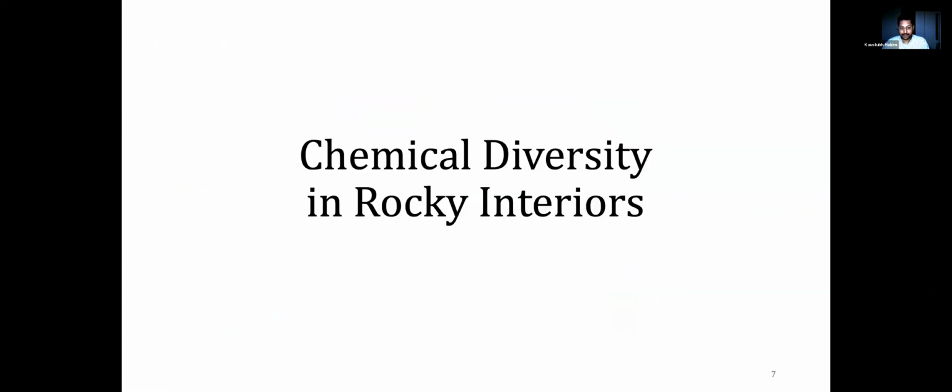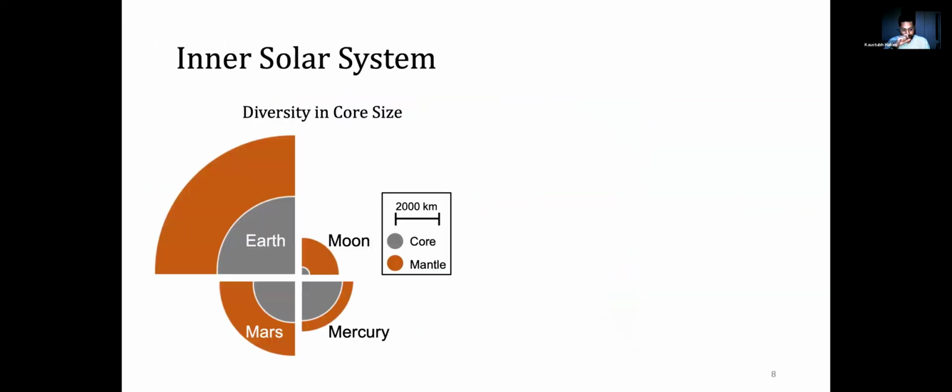So now I'll go a little bit deeper into chemical diversity. And first, I will really start from what we know in the solar system. In the solar system, there is diversity of the metallic core sizes compared to their mantles. And this is what you expect with some inner solar system rocky bodies: Moon, Mercury, Mars, Earth.